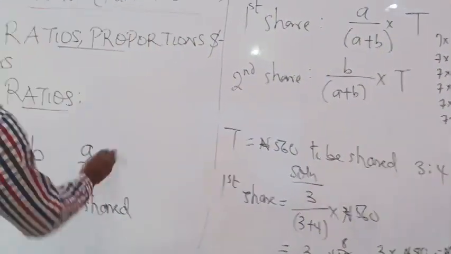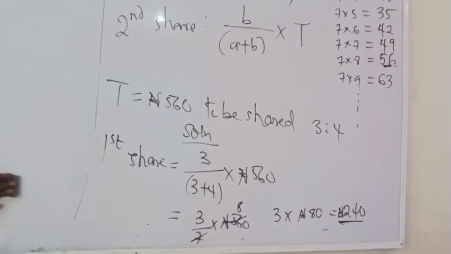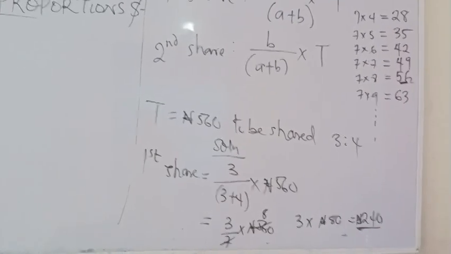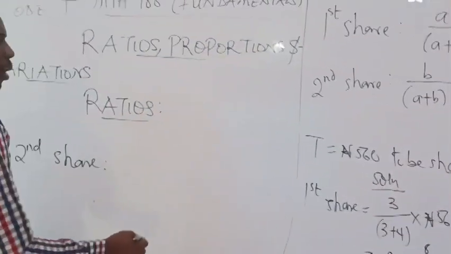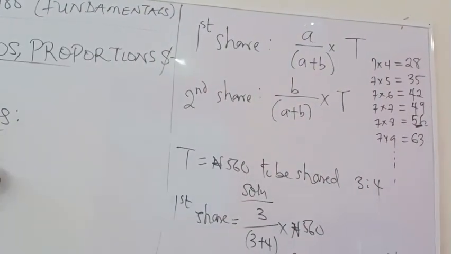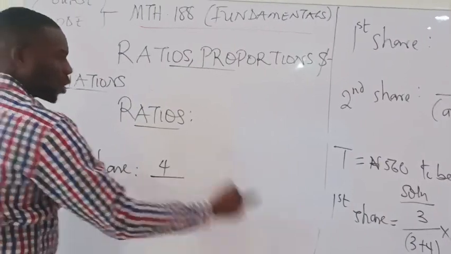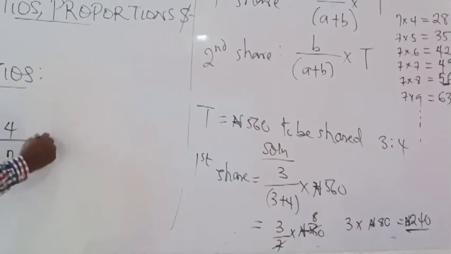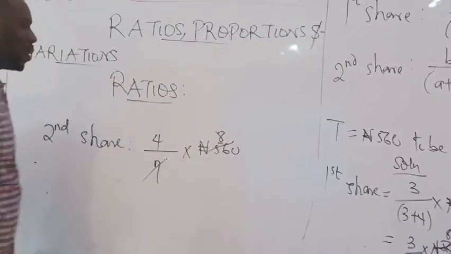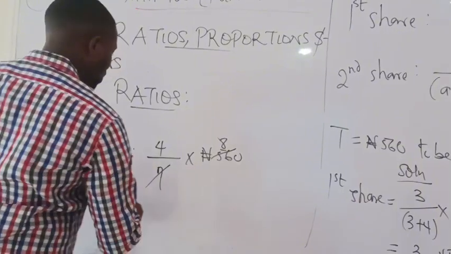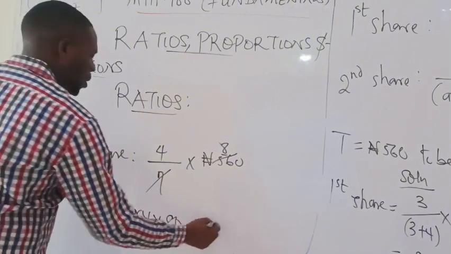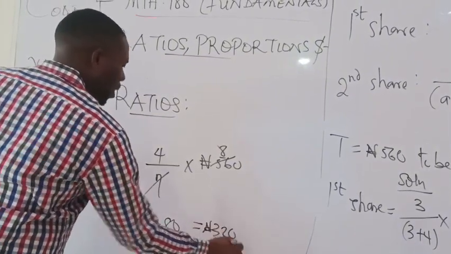Now the second person's share would simply be this other value, 4 of the ratio, over the sum of the ratios, of course that's 7, times the overall amount to be shared, 560 naira. And of course I know I could get 8 7s in 56, I'm left with a 0, so this becomes 4 times 80, and that's in naira. 8 times 4 becomes 32, sticking the 1 0 in front.